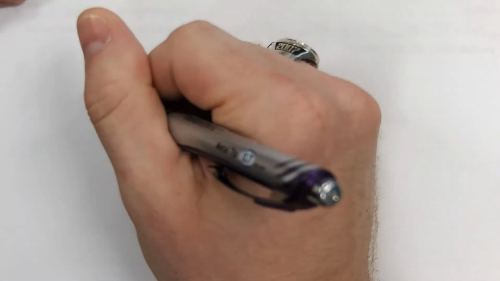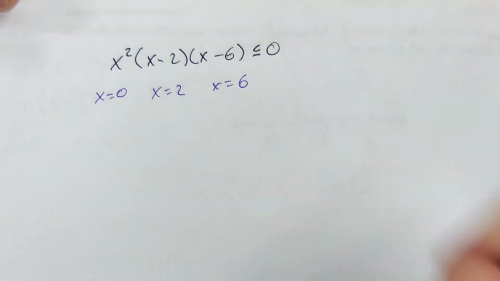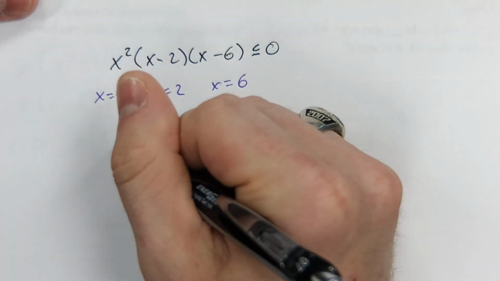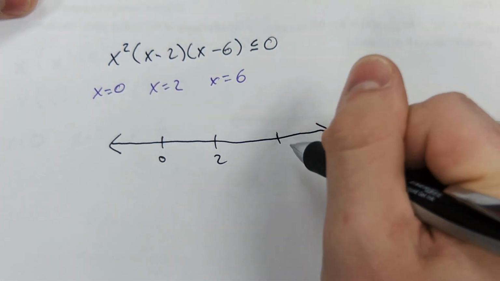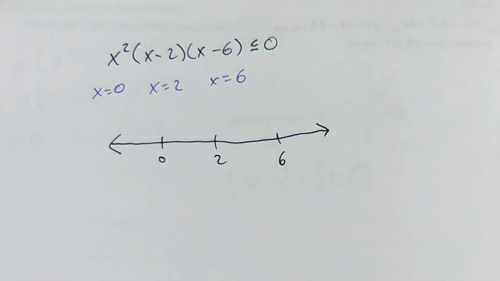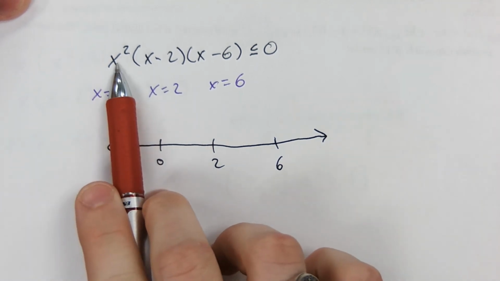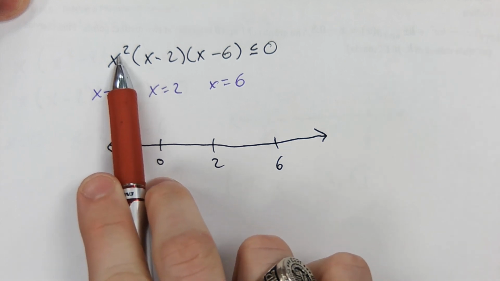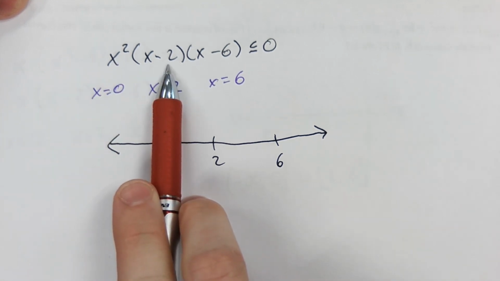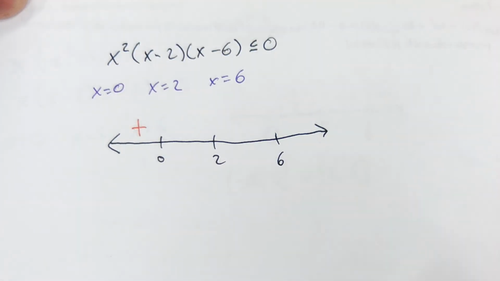My x values are the same x values. Sign diagram, though, will be different this time. Because there's an x squared on the outside now, let's see what happens. If you drop a -1 out here, this is positive. And actually, this is always positive, so it's not going to affect our results. -1 minus 2 is negative. -1 minus 6 is negative. Those two negatives cancel each other out.